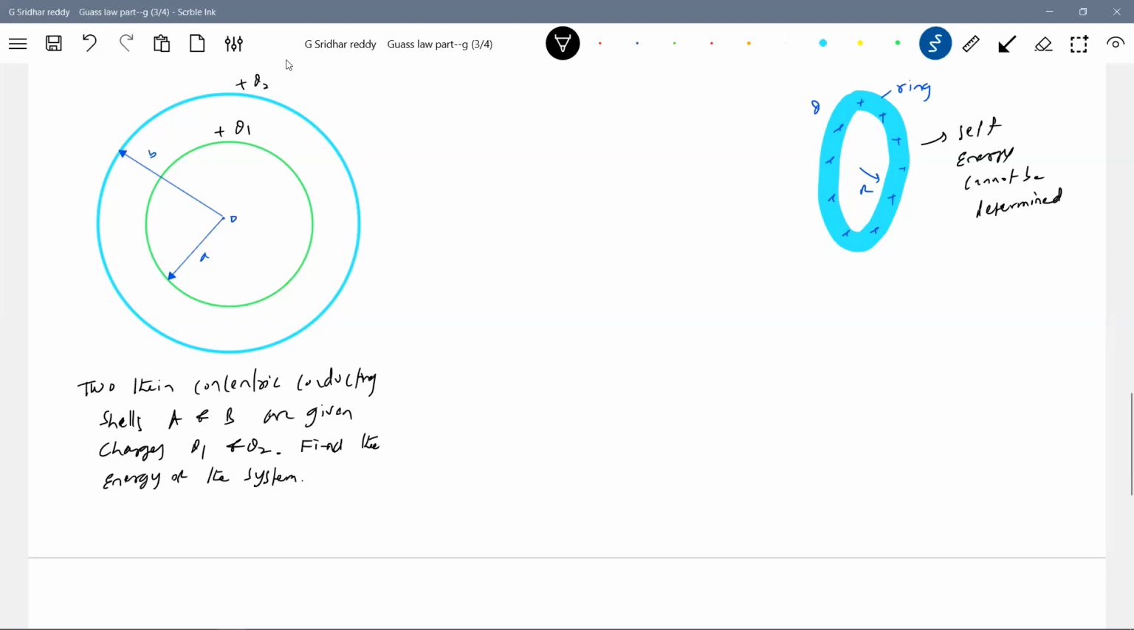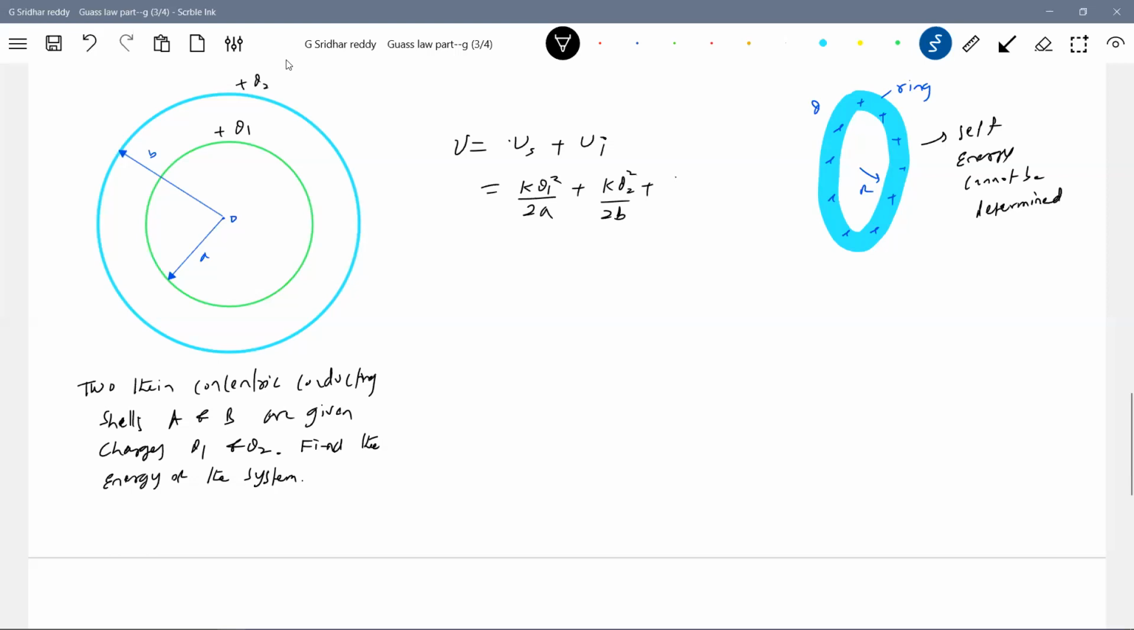Now what to do here? The interaction potential energy and also self energy. The energy of the system should become equal to self energy plus interaction potential. What is the self energy? Self energy of individual shell: K Q1 square by 2A, and K Q2 square by 2B.